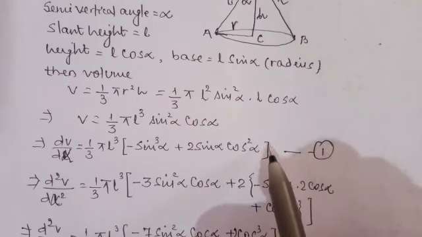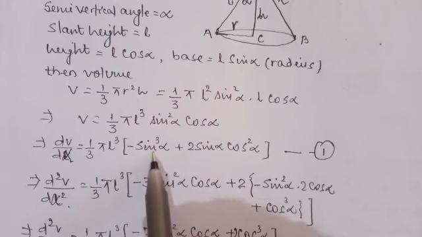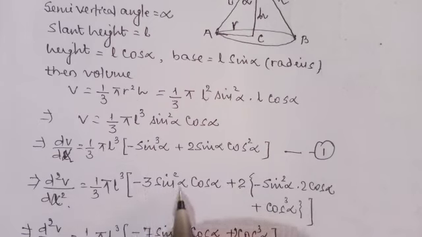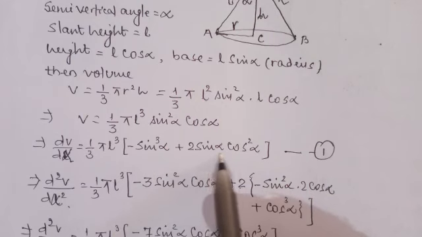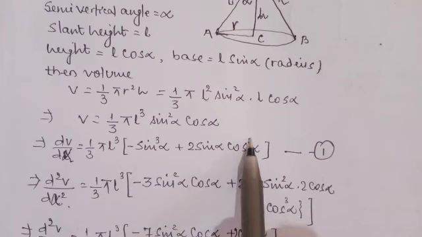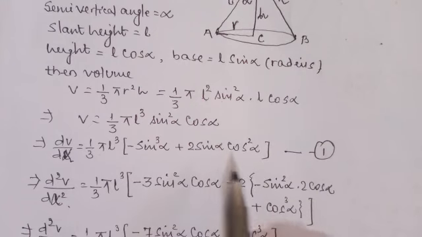If you want, differentiate it again here, then d2V by d alpha square, this one being constant, 3 sin square alpha into differentiation of sin alpha is cos alpha, so it is minus 3 sin square alpha into cos alpha, plus 2 within bracket, differentiate this one: sin alpha into differentiation of cos square alpha, that is 2 cos alpha into sin alpha, so finally minus sin square alpha into 2 cos alpha, plus cos square alpha into differentiation of sin alpha, that is cos cube alpha.